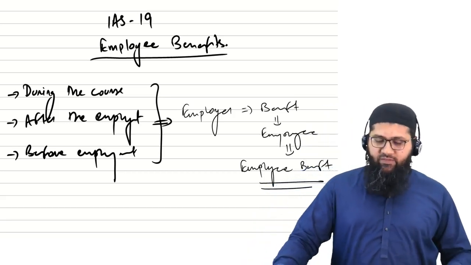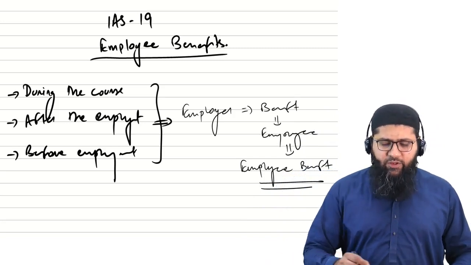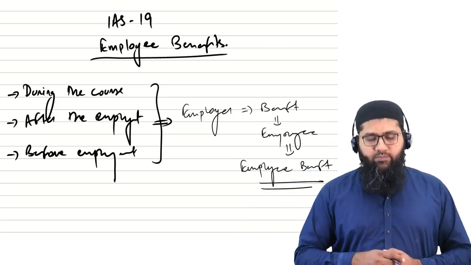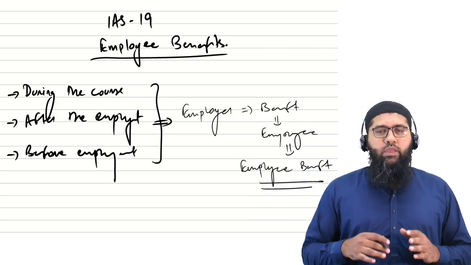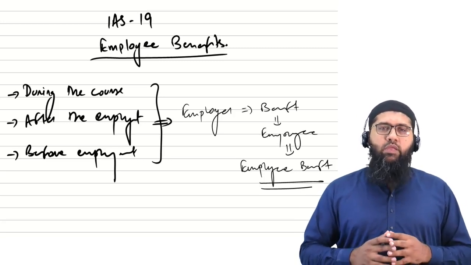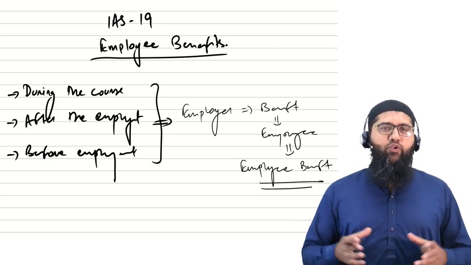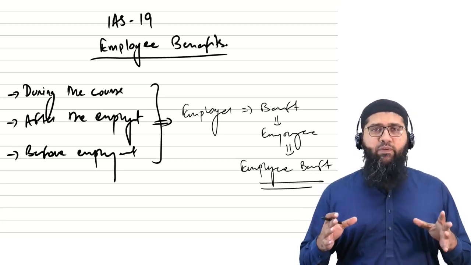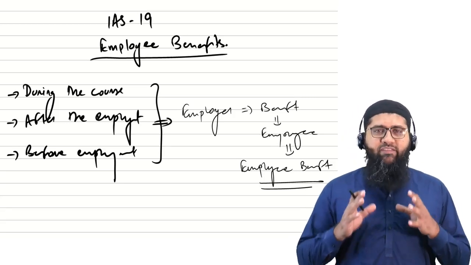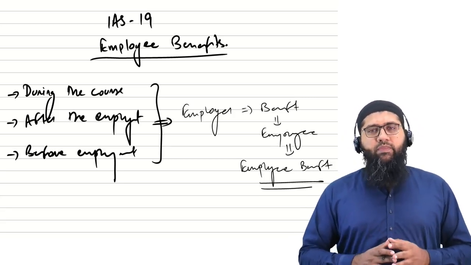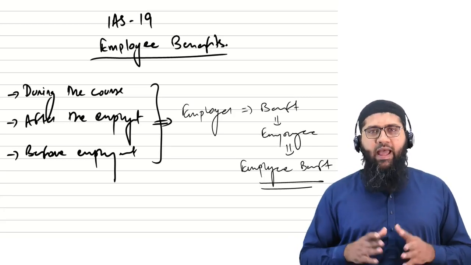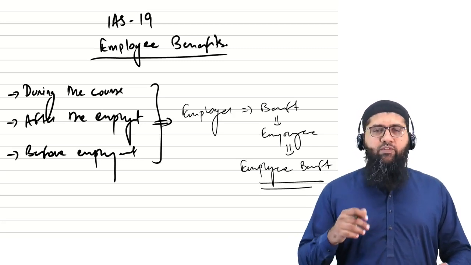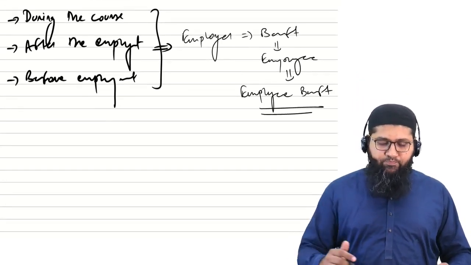Now let's start discussing. The first thing that you need to keep in mind is what IAS 19 employee benefit is all about. As per IAS 19, during the course of employment, or after the employment, or before the employment, or because of any specific method because of employment, if the employer provides any benefit to the employee, then such a benefit is going to be considered as an employee benefit.